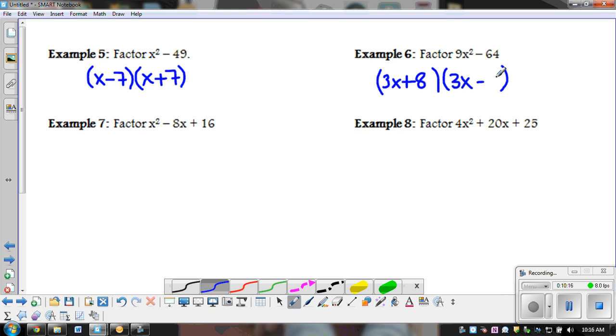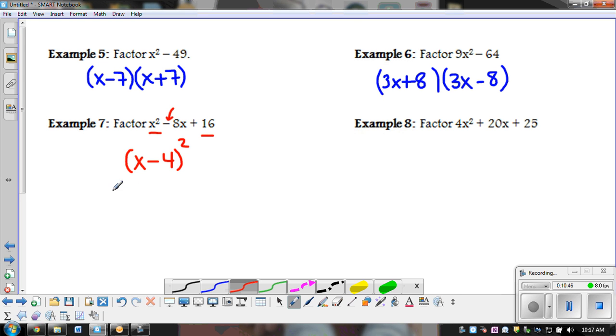In example 7, we have one of the trinomials here. Notice x squared is a perfect square. 16 is a perfect square. And so the square root of 16 would be 4. So if we did x in the front of the parentheses and 4 at the back of the parentheses, since the middle term is negative, if I take x minus 4, the entire quantity, and square it, I'll get x squared minus 8x plus 16.